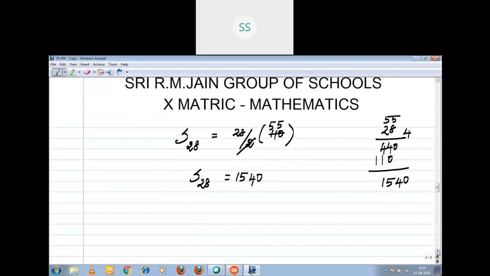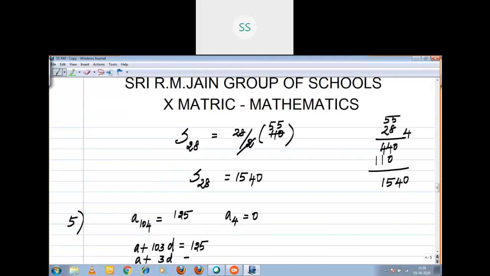Question number 5. What is given: the 104th term and the 4th term of an AP are 125 and 0. That is, A104 is equal to 125, A4 equal to 0, right? A104 means A plus 103 D equal to 125. A4 is nothing but A plus 3D equal to 0.